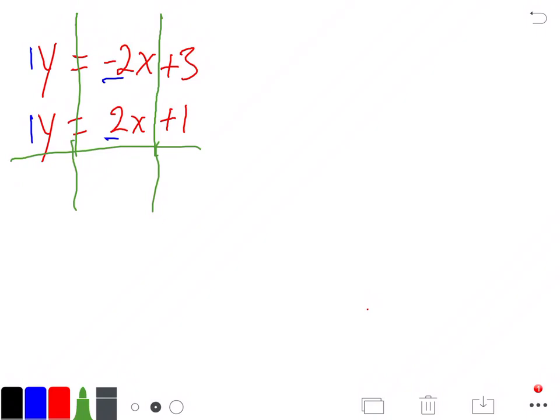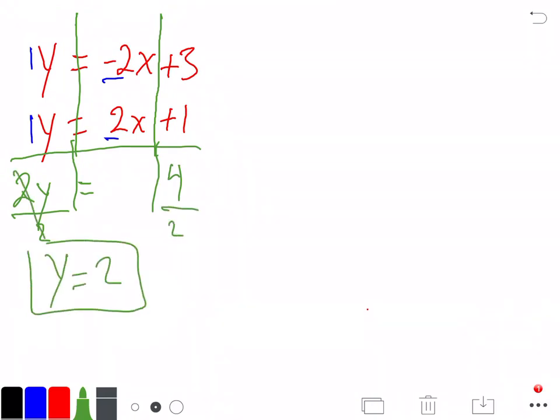Again, we're going to focus on adding when we're doing elimination. So y plus y will give me 2y. Carry down the equal sign. Negative 2x plus 2x gives you 0 because they cancel. And then 3 plus 1 will give you 4. You now have a single step equation, 2y equals 4. Divide each side by 2, and y equals 2. That is now our first value.